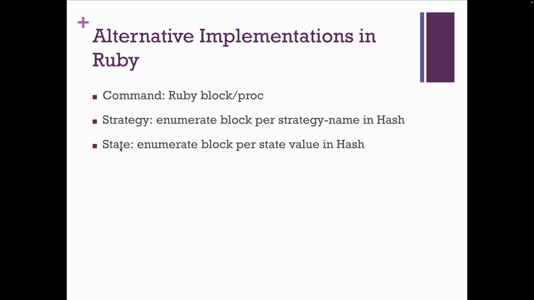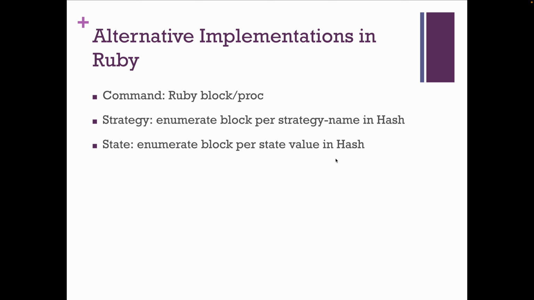State is the same way. I can enumerate the states. If the states were very simple and they didn't have many methods, or they only had one method, I mean, that happens sometimes, then you can just enumerate the states as blocks within a hash that has the state names as keys, and that's it. You don't need to build classes for them. But if they do have multiple methods for each state, then that doesn't work anymore.